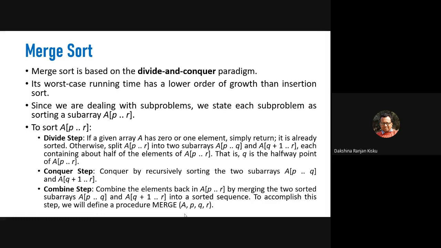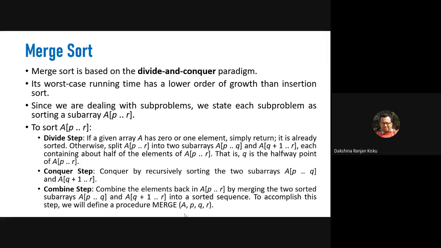The first step of this strategy is the divide step. Given an array A, if it has 0 or 1 element, then that element is simply returned. Otherwise, we split the array A[p..r] into two subarrays A[p..q] and A[q+1..r]. Here q is the halfway element.